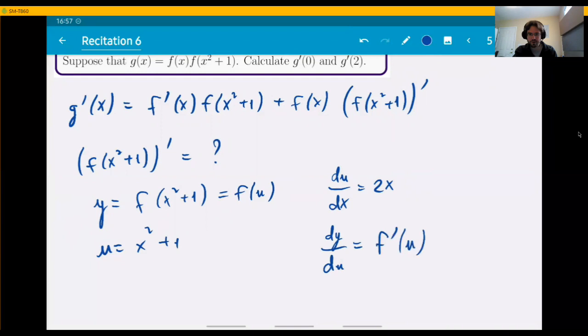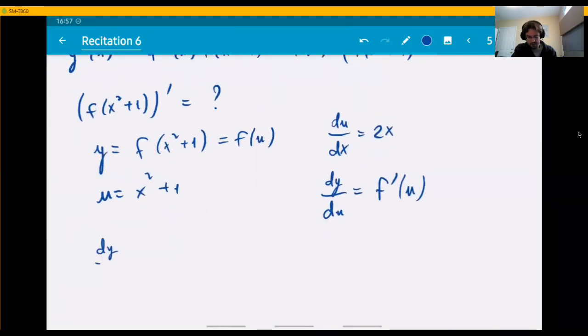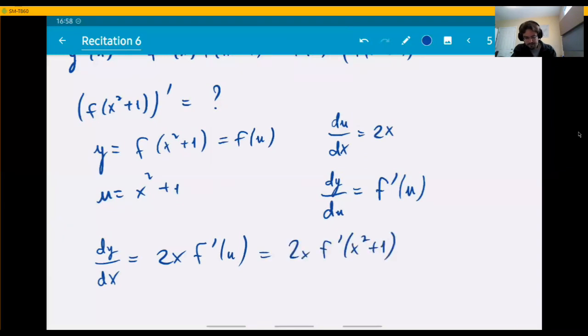We don't actually know what this function f is in this problem. We don't have a formula to write down here, but in symbols, this is what it becomes. So the dy dx is the product of these two terms, 2x f prime of u, where u is equal to x squared plus 1.